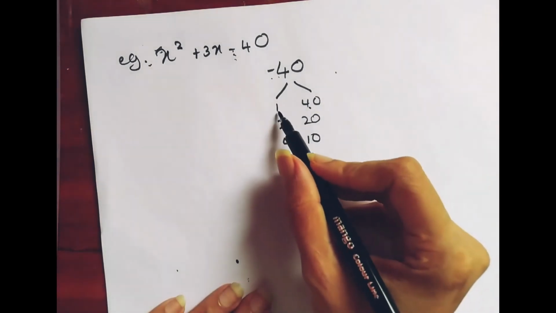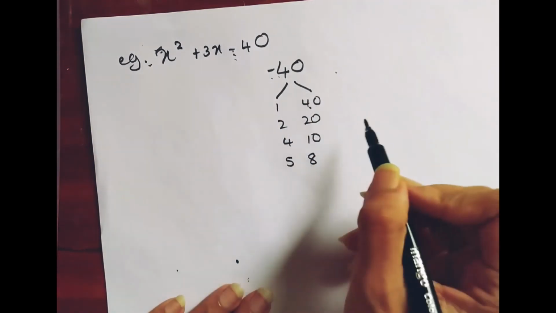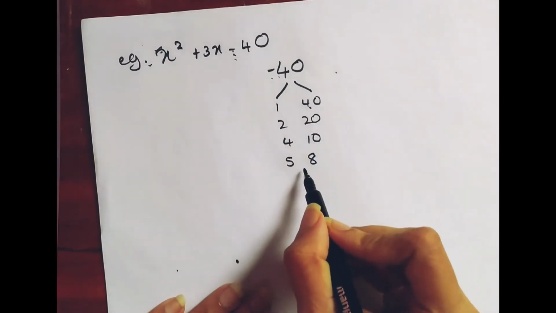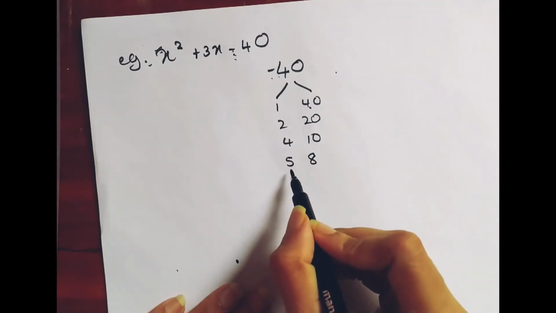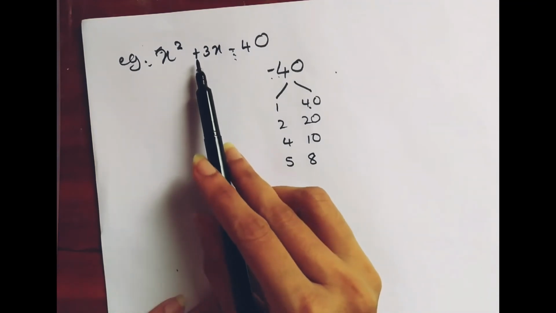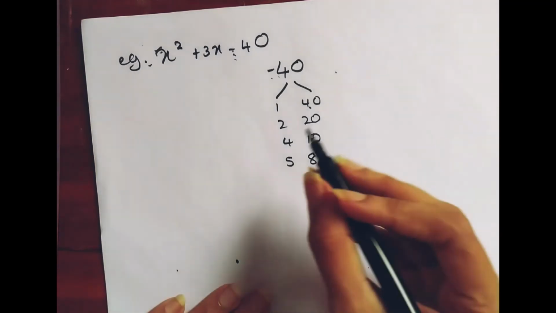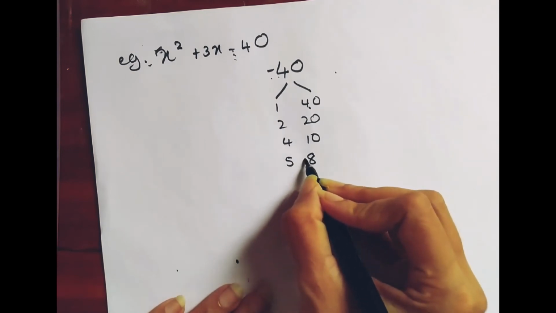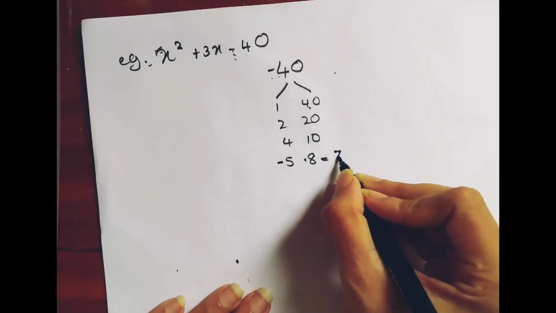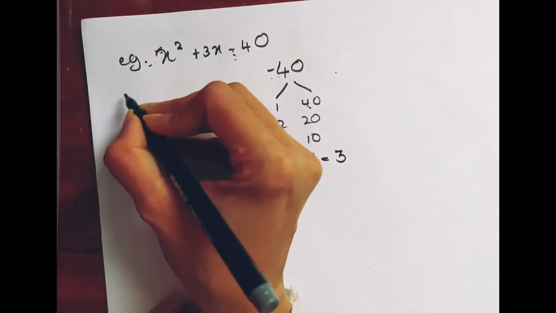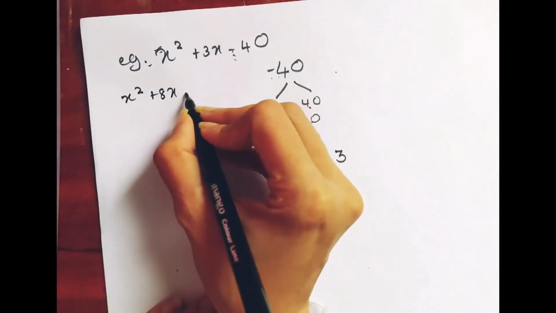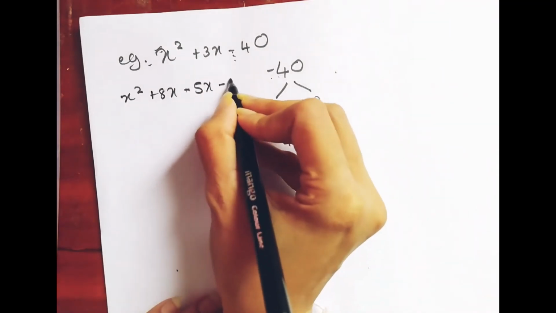So if you see this, no, this is 1 and 40. The difference is 39. Here the difference is 18. Here the difference is 6. Here the difference is 3. Right? But which should be the negative one? Now for you to have a positive answer when you subtract, your highest number should be positive and your lowest number should be negative. 8 minus 5 gives you 3. Then I'll write here x squared plus 8x minus 5x minus 40.